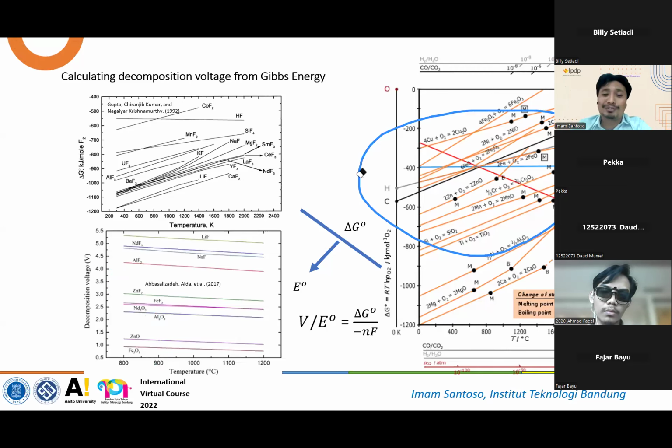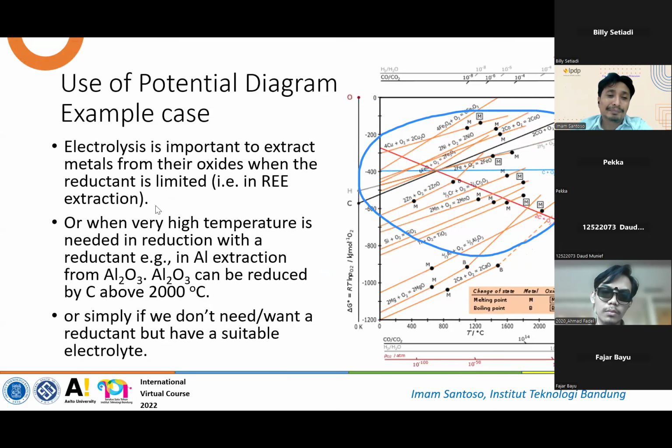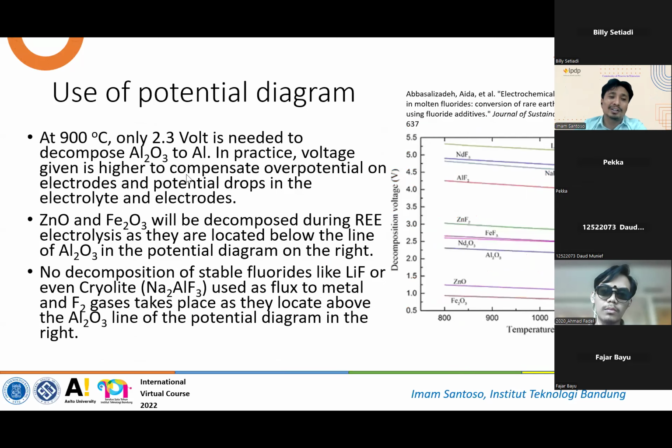No? Then I will move to the next diagram. Okay, this is the example of the use of the potential diagram. You can find this in the slide. You can learn by yourself later. You will get this slide. Now I will tell you about another diagram that is employed in the copper extraction process.